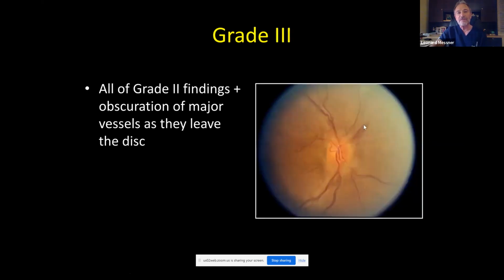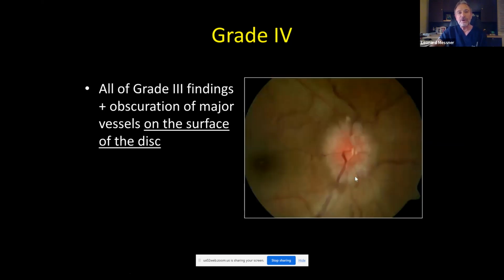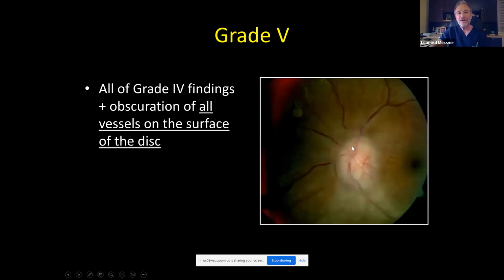Grade 3 is all of the findings of grade 2, but now we begin to see the major blood vessels away from the optic nerve being obscured. Grade 4 is all the findings of grade 3, but now we begin to see the major vessels on the surface of the optic nerve being obscured. And then finally, grade 5 is where essentially there is obliteration of all optic disc surface detail. And it's at this point where you begin to see the filling in of the optic cup with axoplasmic debris. More on that later.